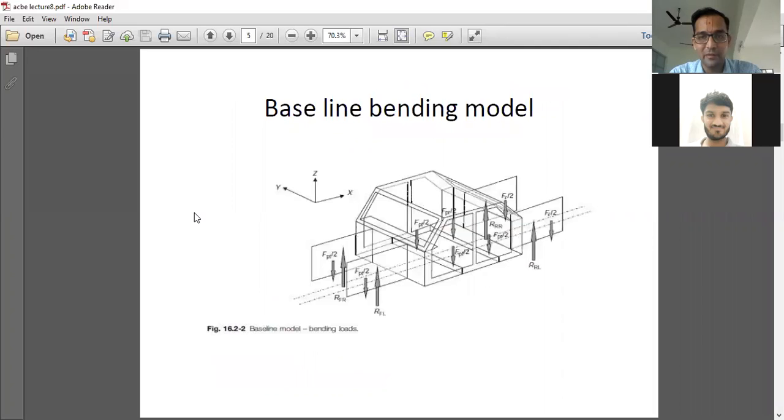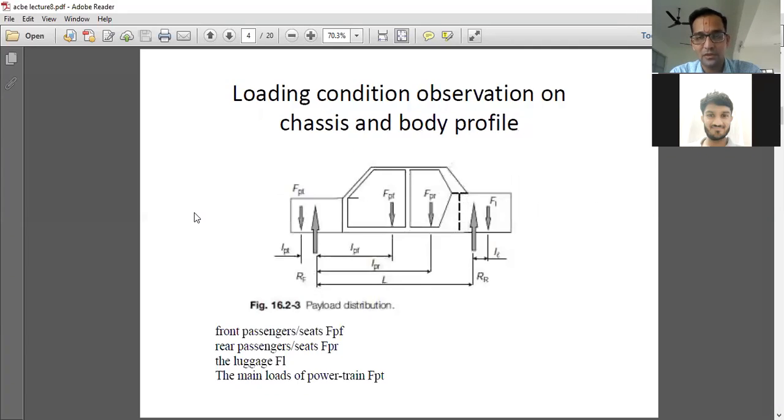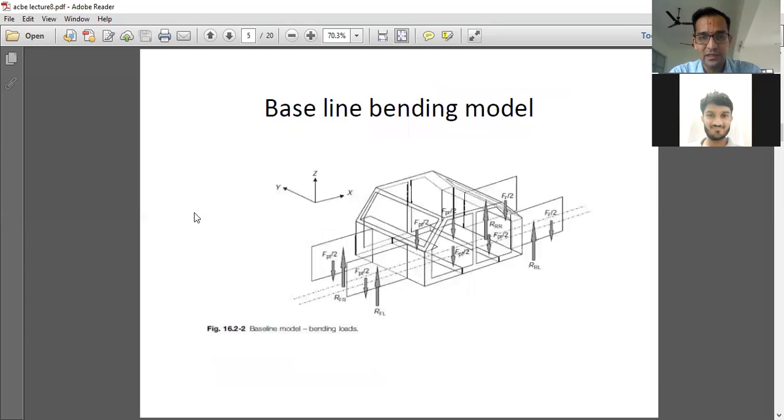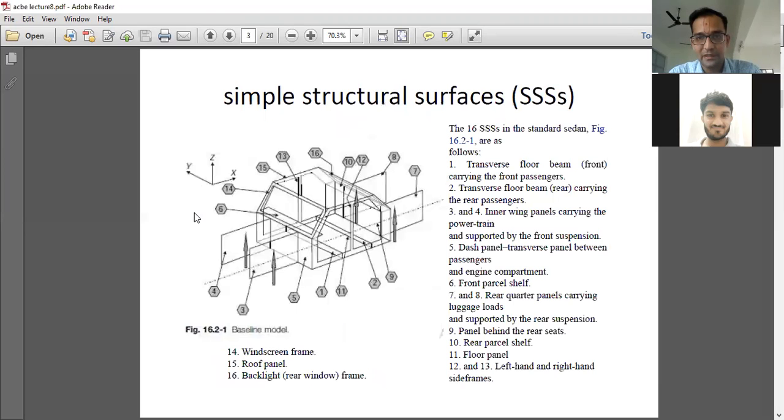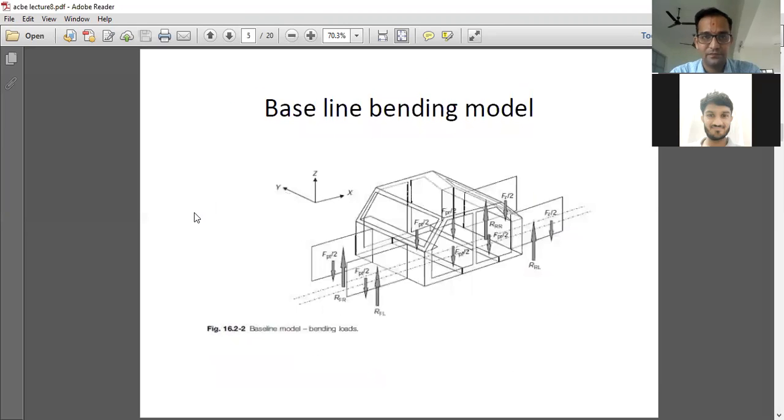This is the three-dimensional view of the criteria we observed in two dimensions. So we have the front region carrying loads, the rear region carrying loads, and the front and rear floor beams which carry load.